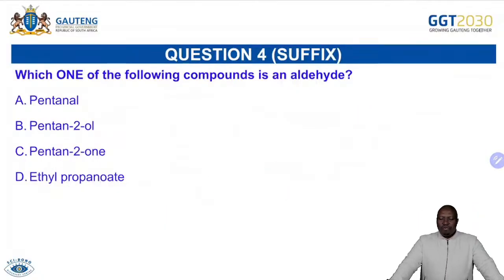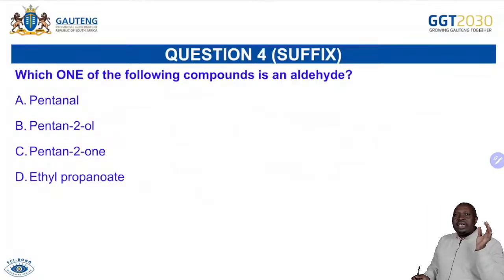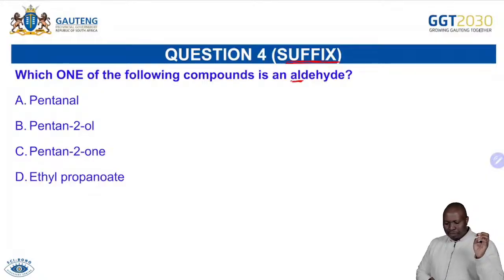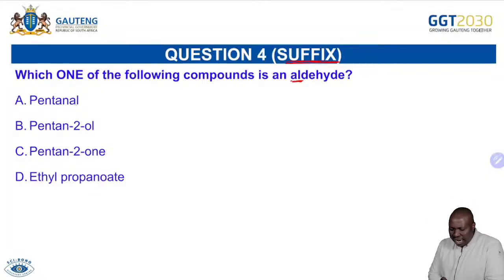Now, which one of the following compounds is an aldehyde? Remember the homologous series, they give us the suffix. They give us the suffix to say how the name will end. For aldehydes, the name must end with AL. So you are able to see that pentanal must be the aldehyde, because the suffix tells us how the name ends. Pentanol, OL, is for alcohols, AL for aldehydes, and then pentanone for ketones. So you see the suffix, we're getting it from the homologous series.